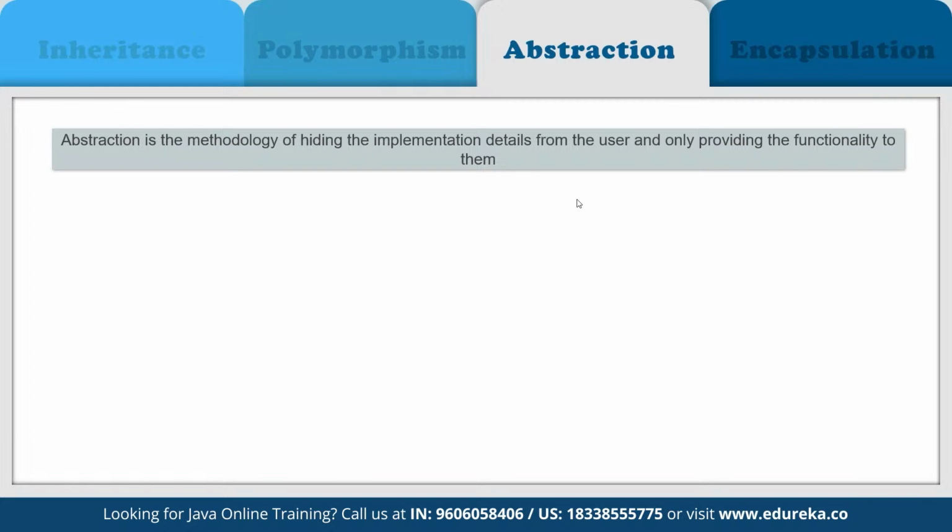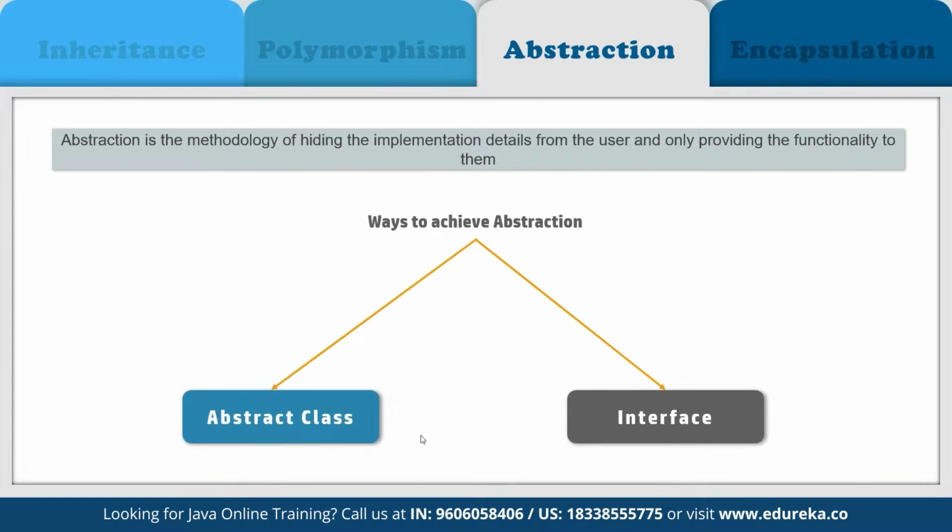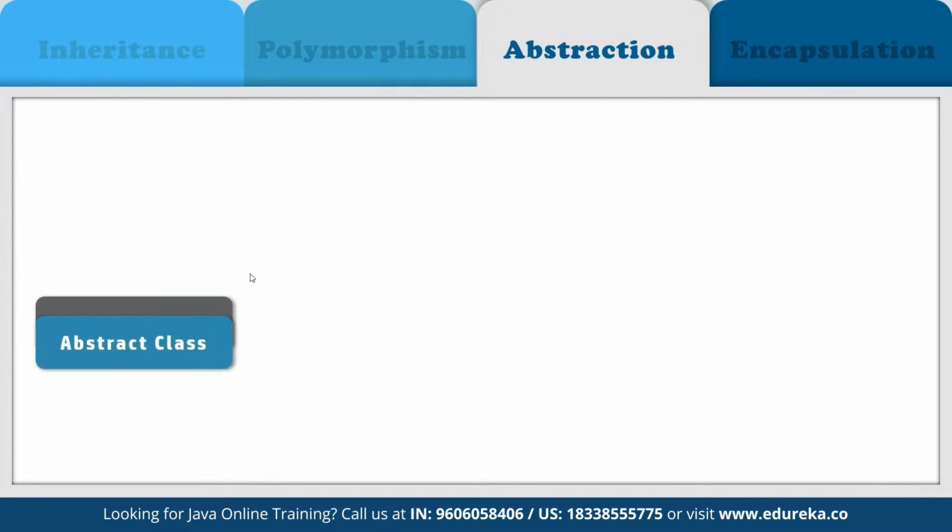It basically deals with hiding the details and showing the essential things to the user. So if we look at this, again, we can see we have multiple examples here. If you look at the diagram, we have two different types of abstraction defined. We have abstract class and then we have interface.